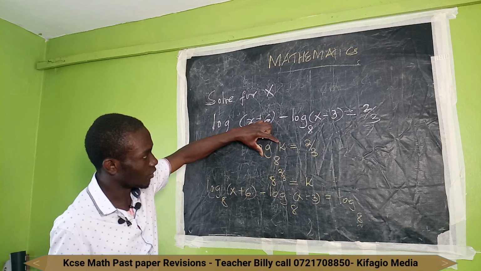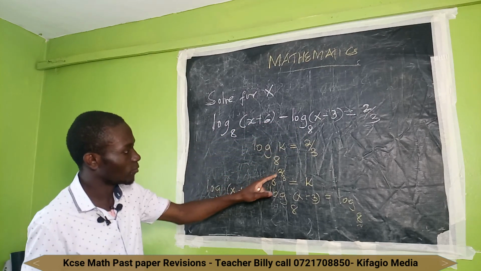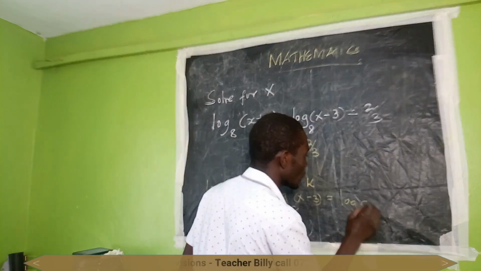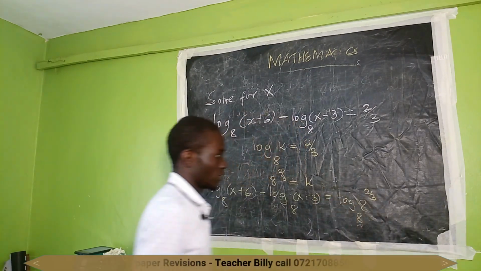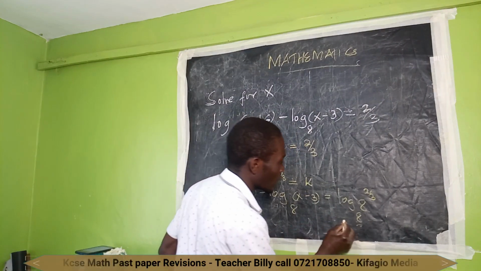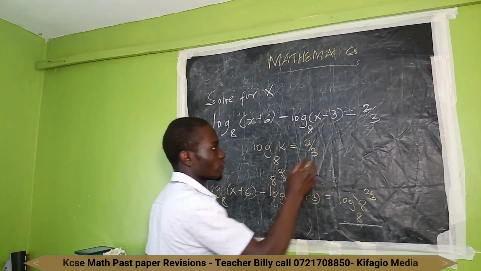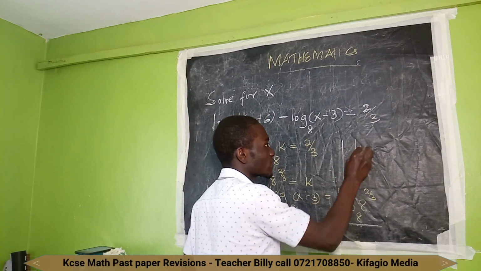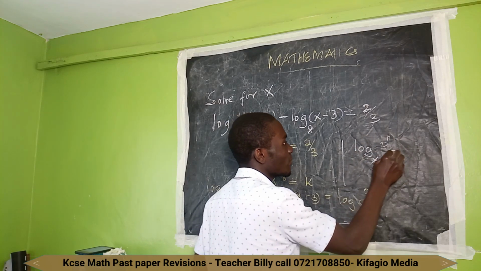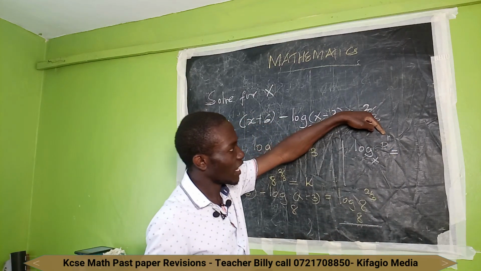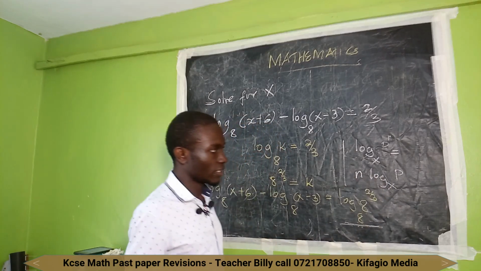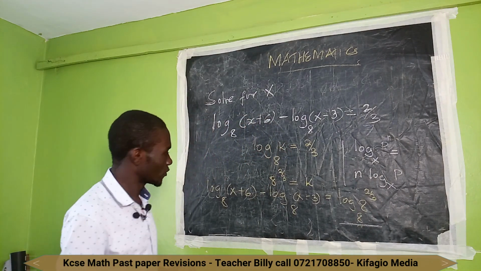Then you write this in index notation. The logarithmic notation, write it in index notation. We'll have 8 power 2 over 3 is equal to k. So you have not altered anything, you have not changed the question. Now class, remember this particular law of logarithms: log base x of a number p power n is the same as saying n log base x of p. That is the law of logarithms.